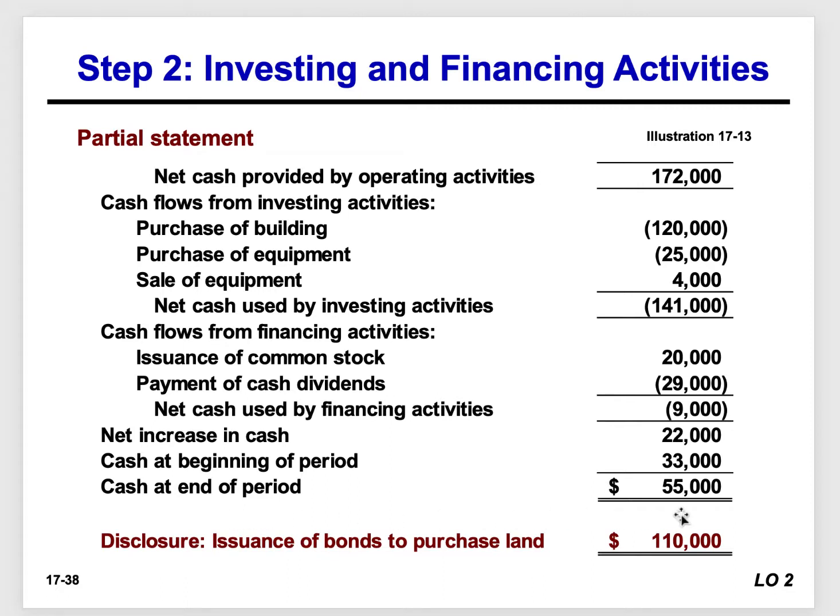I guarantee you, if you go to the comparative balance sheet, guess what their ending cash value is? $55,000. Here we see an example of the disclosure note right here, or the schedule, right? Issuance of bonds to purchase land, $110,000. That's important information, right? Because in the future, guess what we're going to have to do? Pay interest on that bond.